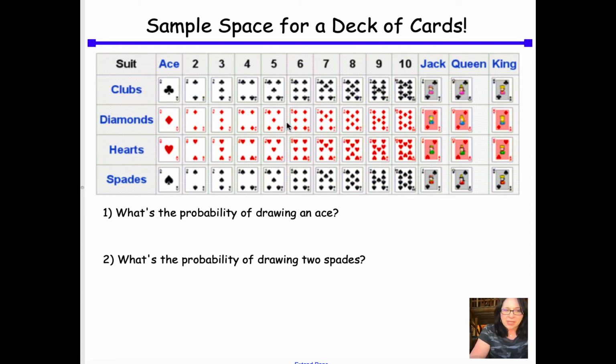What's the probability of drawing, let's say, an ace? Looking at this, these are all my aces. So it looks like I have 4 aces out of 52. So 4 out of 52 can reduce to 1 out of 13. That would be the probability of drawing an ace: 4 out of the total sample space, which is 52 cards.